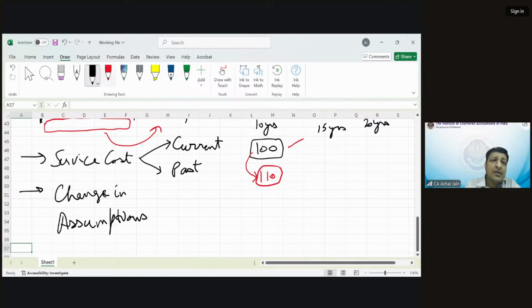So one factor, of course, as we discussed, is the service cost. Second factor is the change in assumptions. So why are we moving from 100 to 110? One reason is service cost. Second reason is change in assumptions. Correct? Now, tell me one thing. When the assumptions change, is it necessary that the liability will only increase? Can it also go down because of the change in the assumptions? What do you think?